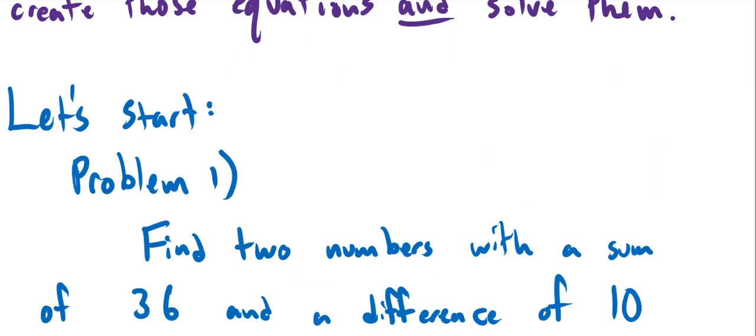So let's start with a simple one in the sense that I am just going to be asking about two numbers. That's the facts that are given. It says find two numbers with a sum of 36 and a difference of 10. So I want you to think about how you might write down those facts into equation form.